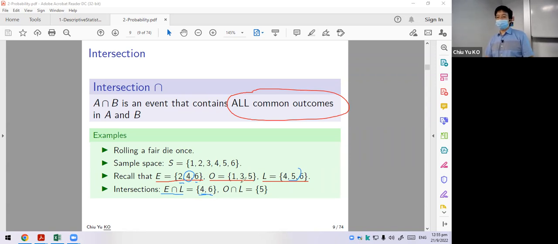Similarly, O and L: look at the common element, only 5. Now here I just omitted one thing. What is the intersection of E and O? It's nothing. There's no common element, so E and O will be the empty set. I didn't put it here, but you should know there's nothing in E and O. Is that okay? Just find all the common elements. It's the same as in primary school, where you learn about finding the common factor.